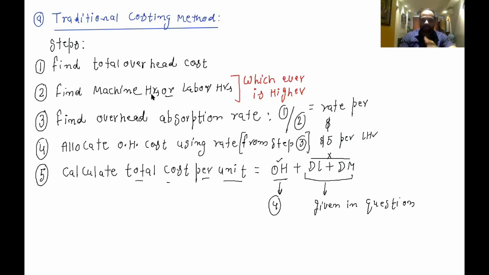So let me give you an example here. For example, total overhead cost, let's say it's $1,000. All right, total overhead cost is $1,000. And machine hours, let's say 80, and labor hours, let's say 100, right?